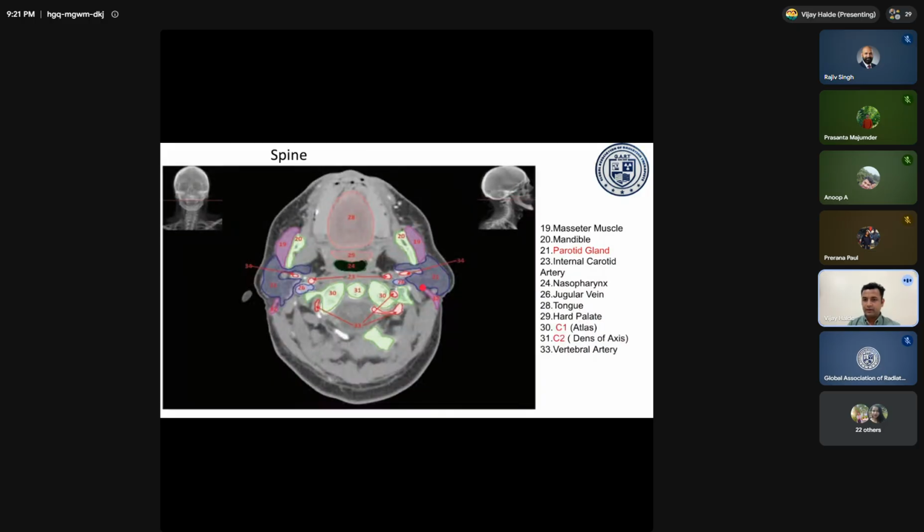So moving inferiorly, we can see the tongue, number 28, and the parotid glands. This is C1, without the spinous process, and this is C2, and this is the nasopharynx. C2 helps in rotation of the head. So C1 and C2 are also very important landmarks while taking the lateral image of the patient in 2D as well as in 3D images.